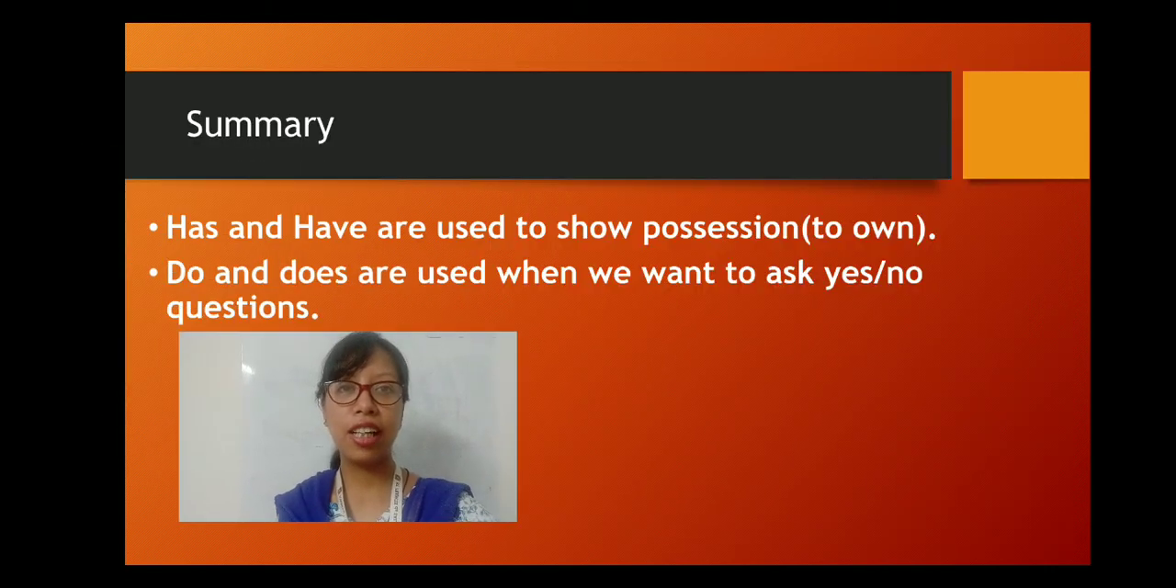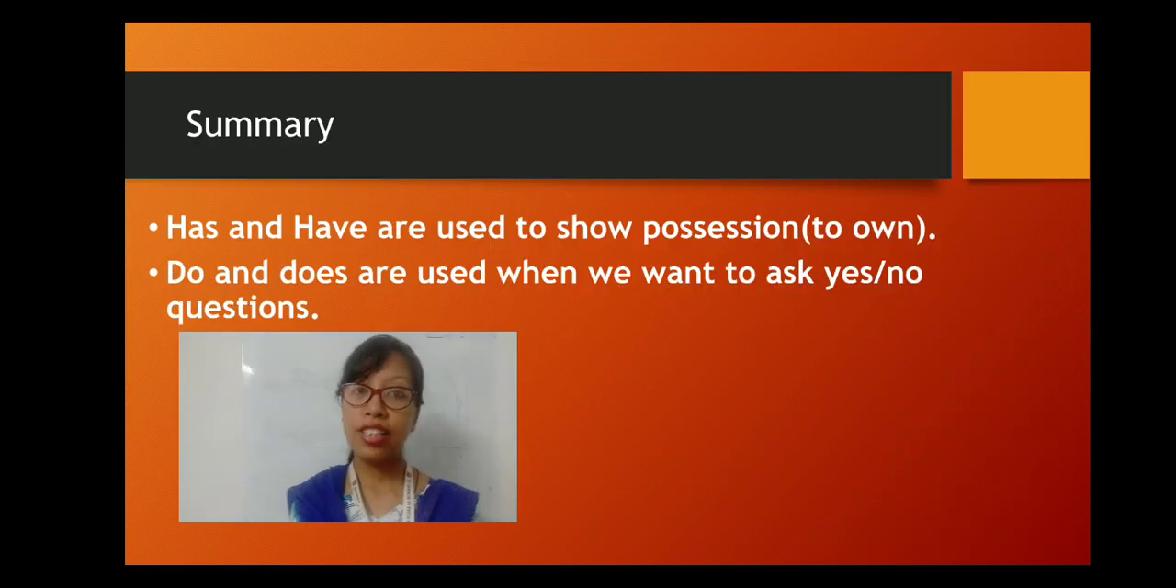Okay, so now let's come to the summary part. As we have come to the end of today's discussion, let's summarize what we have discussed. Has and have are used to show possession, to own or belonging, right? And do and does are used when we want to ask yes or no questions. Clear?